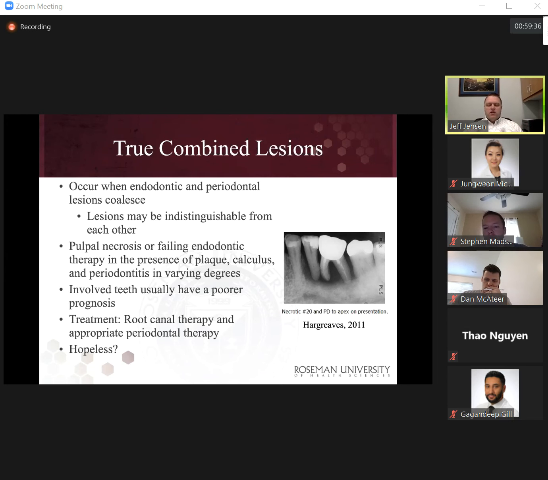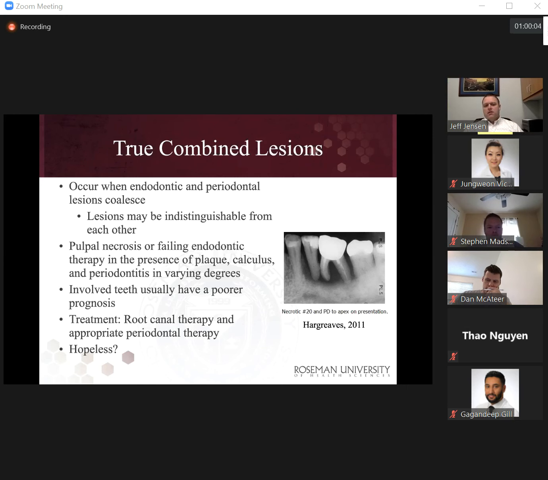Now, the challenge with these, if you see something like this in your office, unless you have a long-term record of the patient, it can be really hard to tell what came first. Like chicken and the egg stuff. But just remember that your treatment is going to be basically the same, whether it was the perio first or the endo first. We're going to do the endo and then we're going to treat the perio.